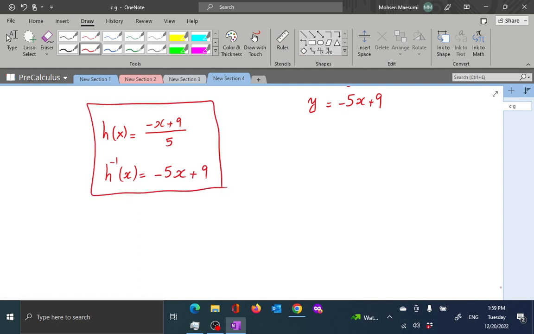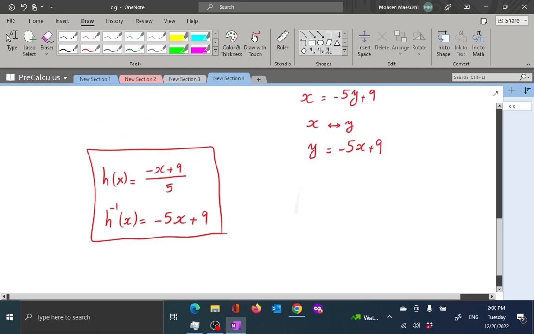If you look at it for the linear case, this is rather obvious as to what happens. You look at your function, you see that you are adding a 9 to minus x and dividing by 5. Division by 5 is done at the end. Here multiplication by 5 is done at the beginning, and then we have plus 9.